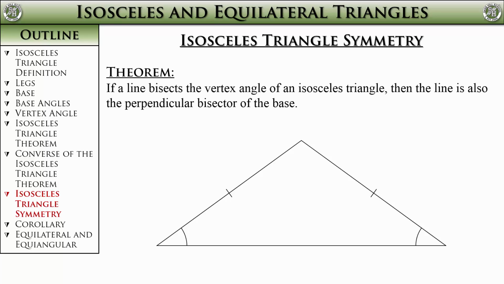If a line bisects the vertex angle of an isosceles triangle, then the line is also the perpendicular bisector of the base. This is the same concept that each isosceles triangle has an axis of symmetry, just a different way to say it. When you draw in that axis of symmetry, you do bisect that vertex angle. With an axis of symmetry, every piece on one side of the axis has a matching and congruent piece on the other side. Or if you look at the theorem, it says that when you draw in that blue dotted line, you have drawn in the perpendicular bisector of the base. It doesn't matter which way you think about it, you get the same result.